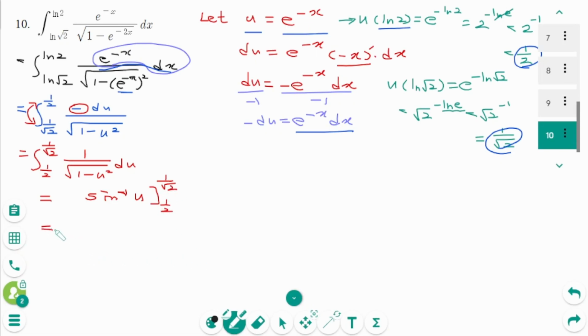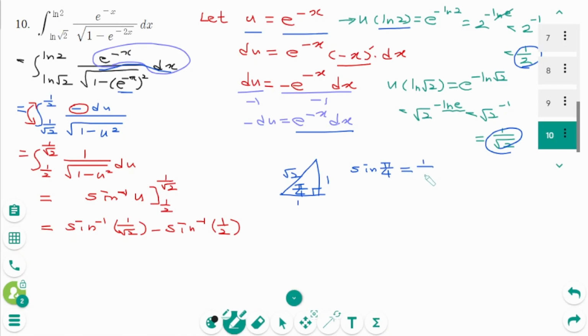Then evaluate the expression. Arc sine of 1 over square root of 2 minus arc sine of 1 over 2. When theta is pi over 4, the ratio of the triangle is 1, 1, and square root of 2. Then sine pi over 4 equals 1 over square root of 2. That means arc sine of 1 over square root of 2 equals pi over 4.